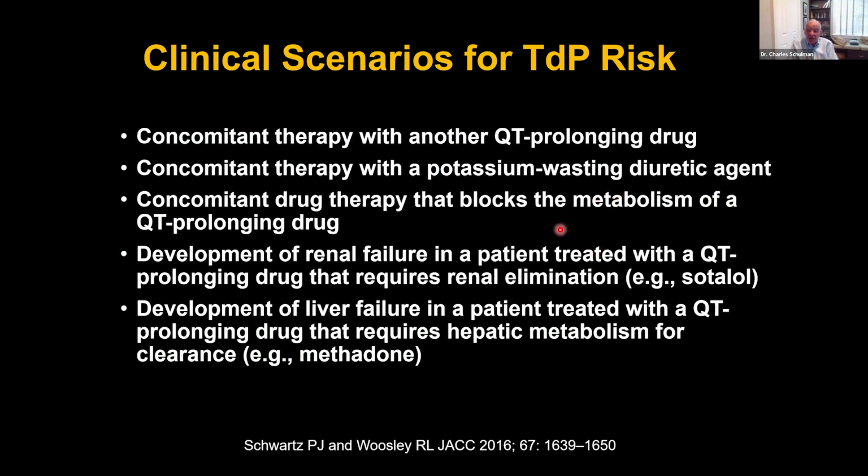And these are some clinical scenarios for torsade de pointes risk. Concomitant therapy with another QT prolonging drug, a potassium wasting diuretic, one of the thiazide diuretics, for example, with another QT prolonging drug, renal failure, in a similar kind of situation.